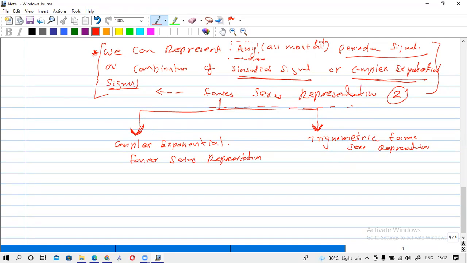And this complex exponential Fourier series is the most widely used representation. We can't quite say it is the most widely used one, but it is the simplest one. The trigonometric one is somewhat difficult, but not very difficult. So we are mainly dealing with the complex exponential Fourier series.